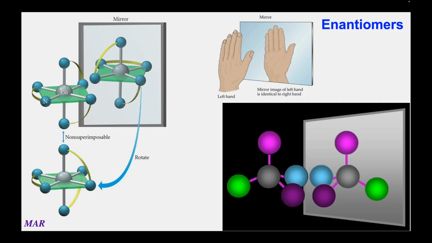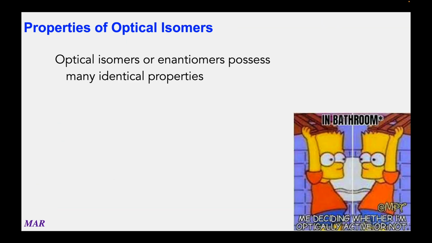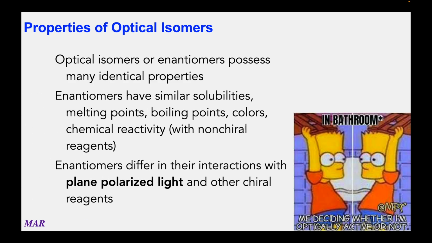If you have a tetrahedral molecule and everything around it is different, for example, a chlorine, a bromine, an iodine, and a hydrogen, then you're going to have this chiral behavior, and you'll end up with a left and a right hand enantiomer, and that's when you have to think about all these crazy things. These optical isomers and enantiomers do possess a lot of identical properties, and this is what makes them really tough. Enantiomers will have almost identical solubilities, melting points, boiling points, colors are the same, chemical reactivity, as long as it's with non-chiral things, all of that stuff is the same.